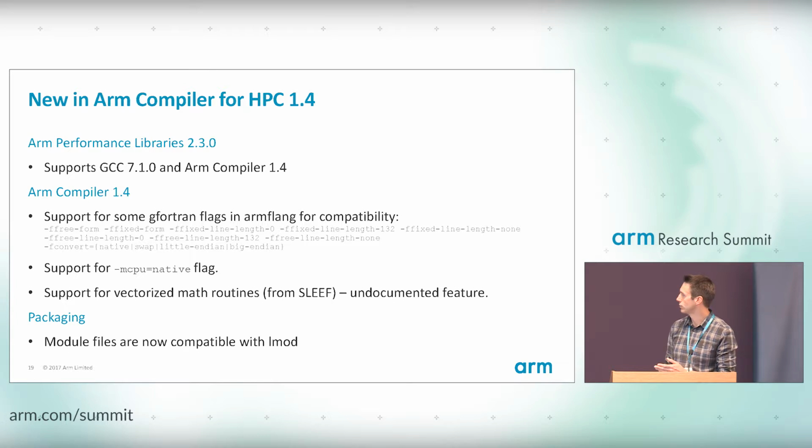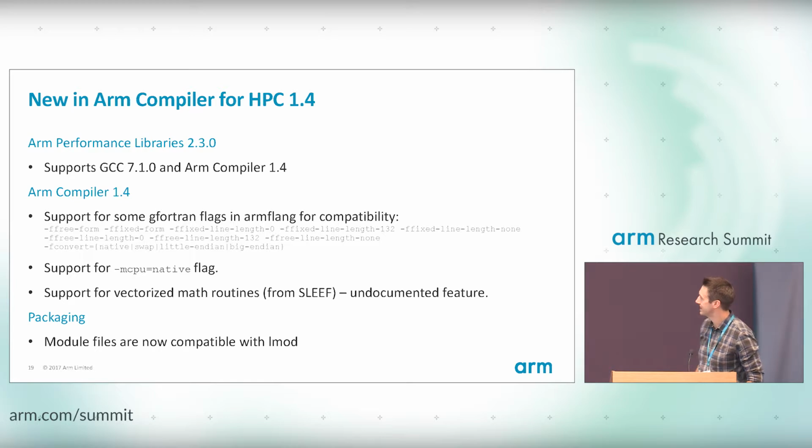So the compiler now supports this -mcpu=native flag. It'll look at your /proc/cpuinfo. From that, it will infer what kind of chip you're building on, and then will automatically switch on the appropriate optimizations for that chip. One of the other things we have, this is currently an undocumented feature, but let me know if you're interested in evaluating it.